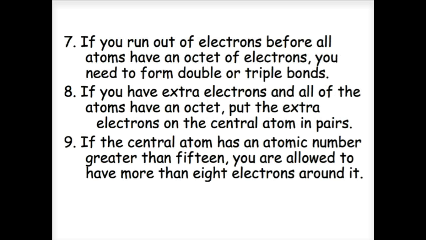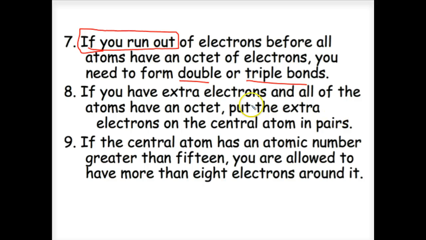Here are the last 3 rules that you need for Lewis structures, and these are what ifs. So we hit 7 if we run out of electrons. So if you run out of electrons, that's when we need to form double and triple bonds. You're going to see this a little bit tomorrow. You're also going to see this in the practice that you have tonight.